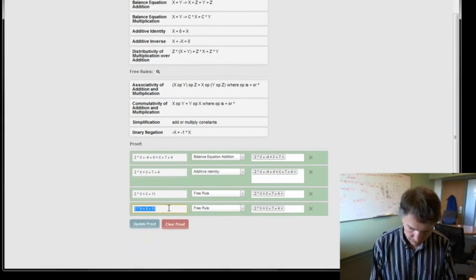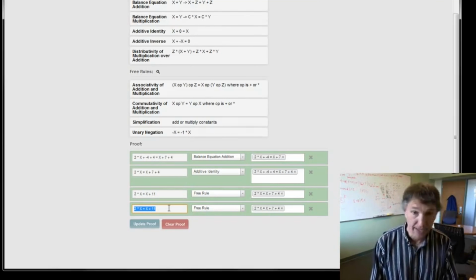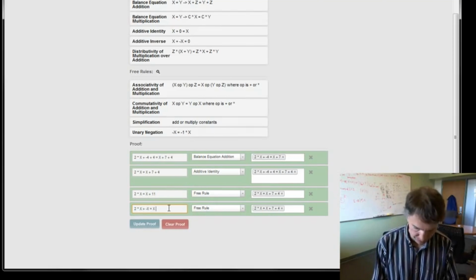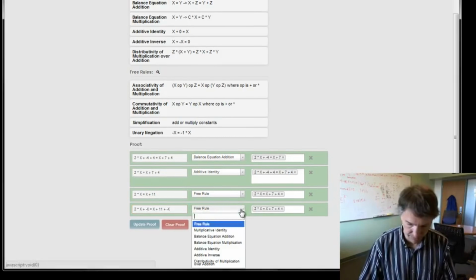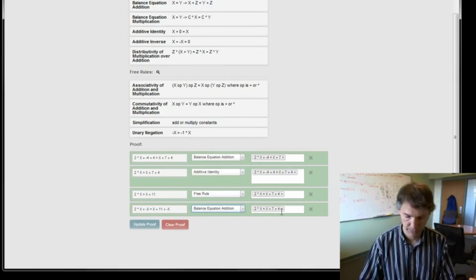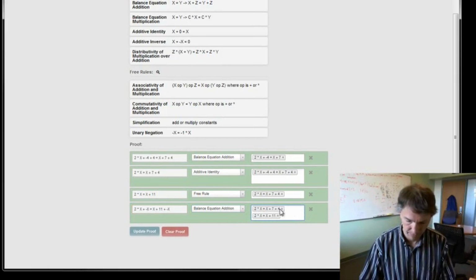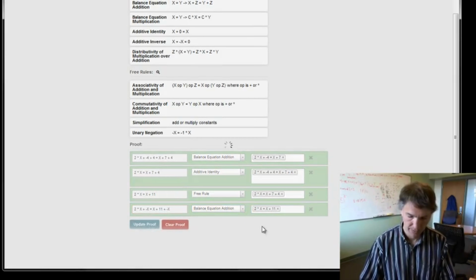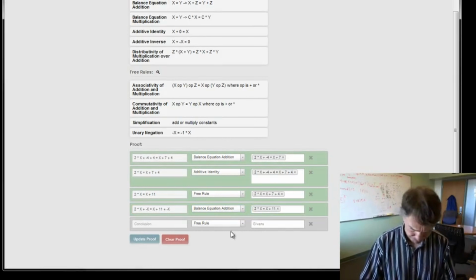Okay, so now what's the next step we're going to perform? It looks like we need to bring x over to the left-hand side. So we're going to add a negative x to both sides. So I have 2 times x plus negative x is equal to x plus 11 plus negative x. Okay, and that's again the balance equation using addition rule, and that follows from our previous step. Okay, and we can get rid of that one. All right, and when we update that, that works just fine.